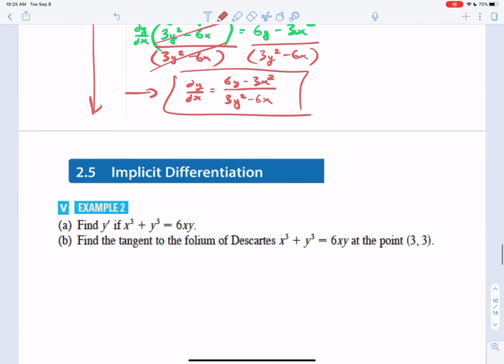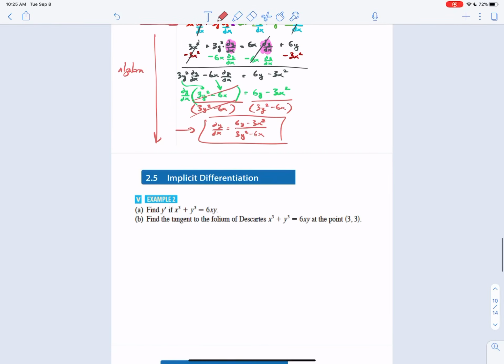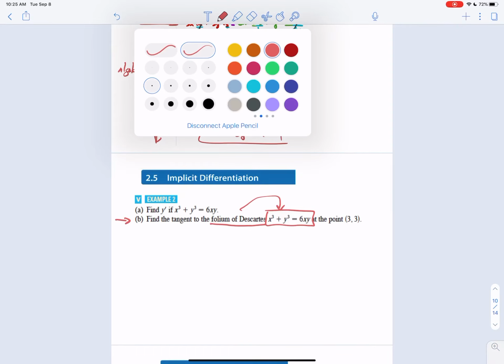Here's a follow-up to that same question. Part B. Find the tangent to the folium of Descartes. So this right here is a special name for this equation. Mathematicians got a little bit nerdy there and they gave it a name. But regardless, we're finding the equation of a tangent line. How do we do that? We need two things. Pause and play when you're ready.